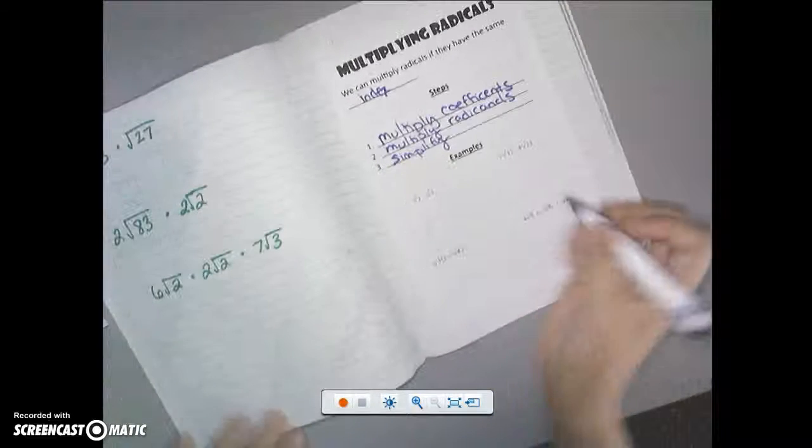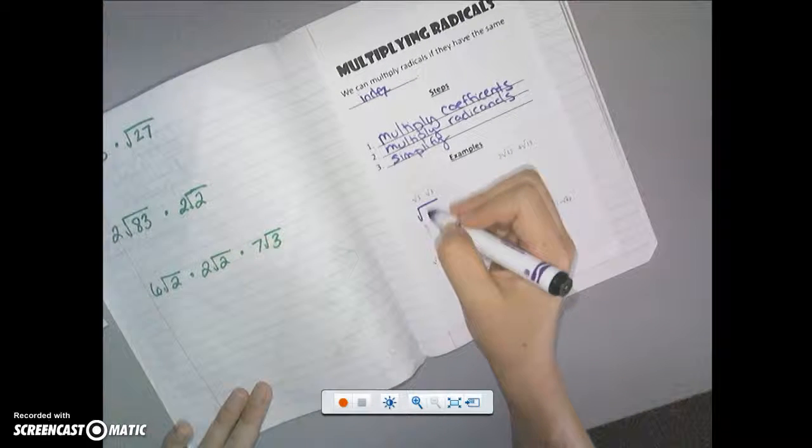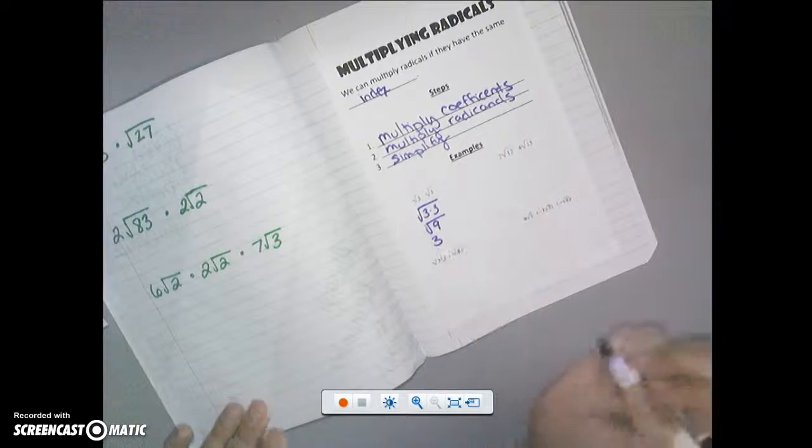Okay, so our first one, we're going to multiply. There's no coefficient, which is nice, so 1 times 1 is 1. We're going to multiply 3 times 3, which is 9, and the square root of 9 equals 3.